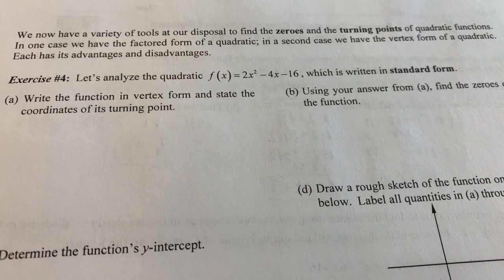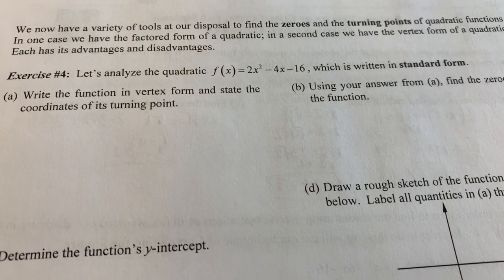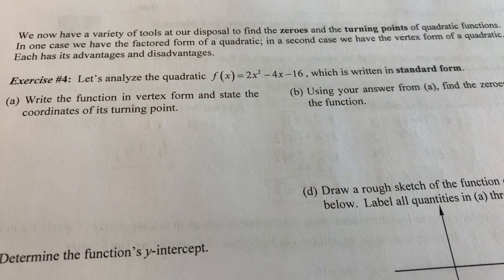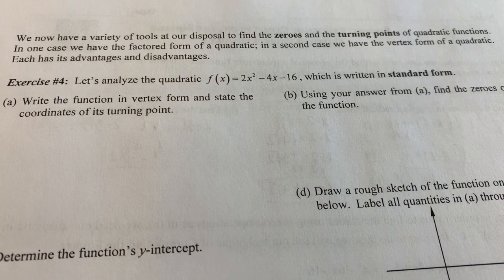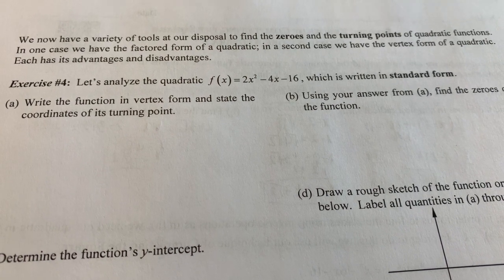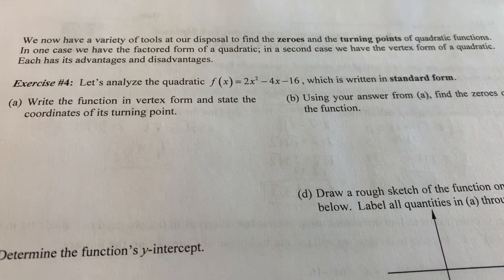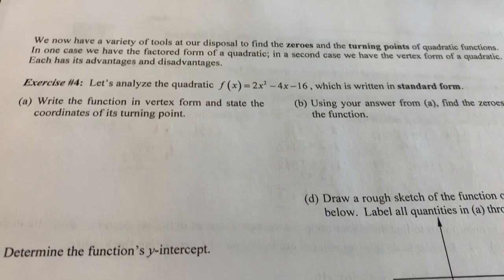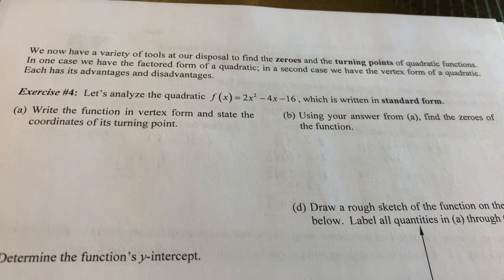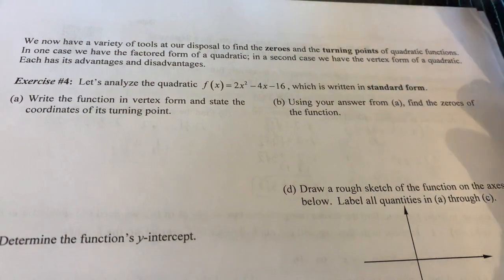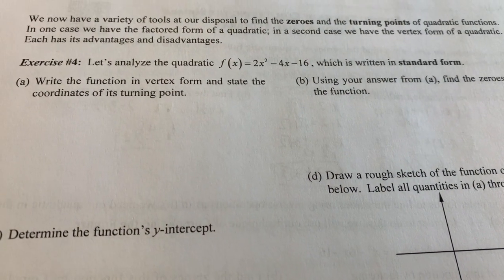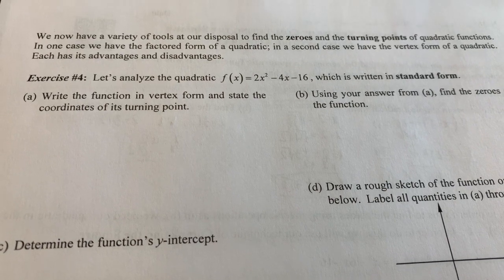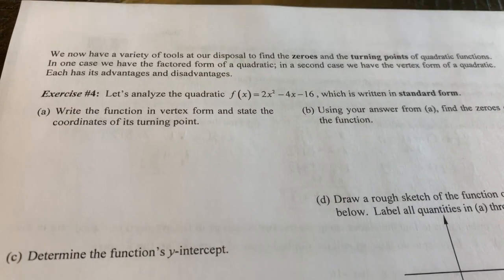Okay, it is possible. So now we have a variety of tools at our disposal to find the zeros and turning points of quadratic functions. So in one case, we have the factored form of a quadratic. In the second case, we have the vertex form of a quadratic, and each one has its advantages and disadvantages. So for exercise 4, we're going to look at the quadratic function 2x squared minus 4x minus 16, written in standard form. First we're going to write it in vertex form, and then from there we'll state the coordinates of the turning point.